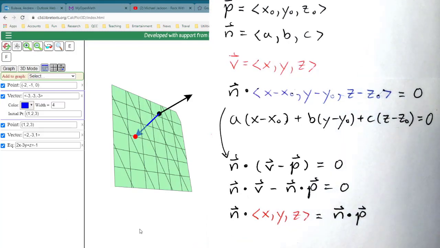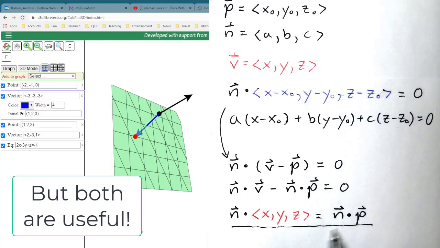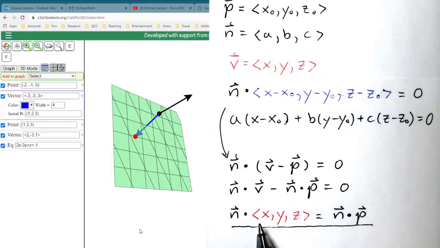And this is the equation I prefer to remember for the plane. This is really nice because you see that to find the equation of the plane, you just need to know the normal vector. You dot it with x, y, z. And then you need to know one other point on the plane, right? And so just set that equal to n dot that point.